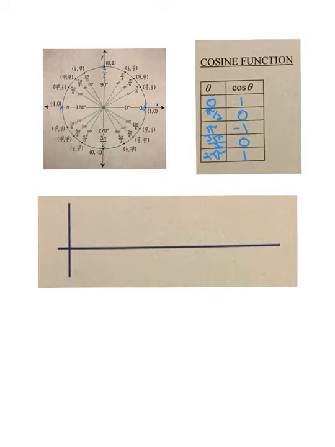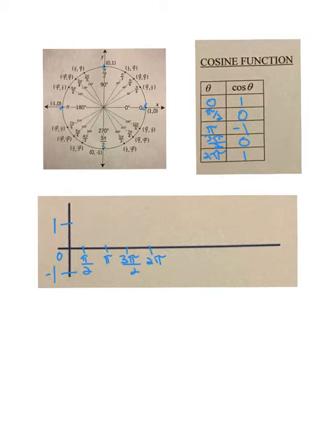So our x or horizontal axis will have the same markings as it did on the sine function. And notice that our y values or vertical values all varied between -1, 0, and +1. So just like we had on the sine function, our highest value is 1 and our lowest value is -1.